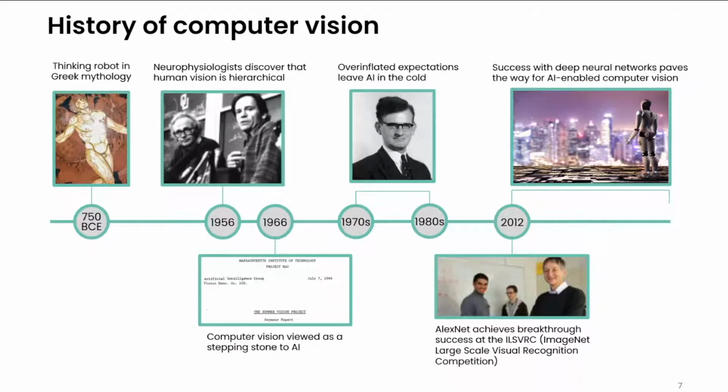So since then, the field of computer vision has really witnessed continual advancements in the past 5 to 10 years. And now deep neural networks are the gold standard for image recognition tasks. And this achievement really paved the way for the advancement of other AI applications.